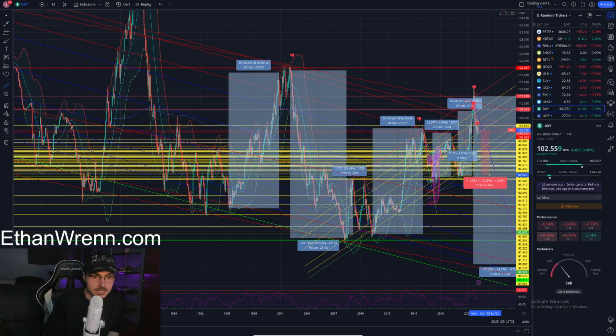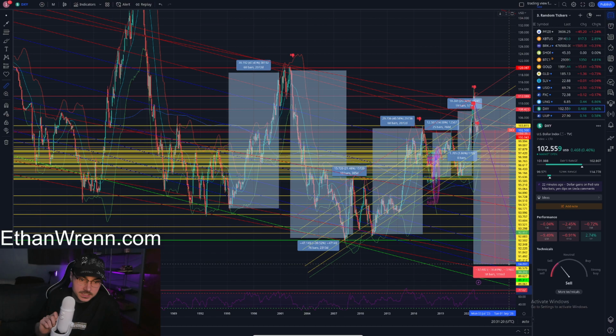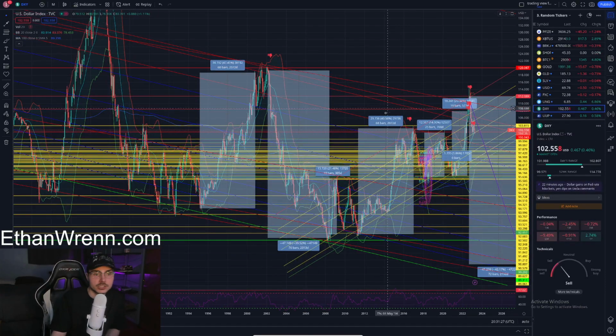Again, 10% down from current would put the DXY at roughly 91 U.S. dollars, but it could depreciate from its current price point as much as 36.69%, which would put the DXY at $64. Now, what else shows us that the US dollar could be peaking out here?